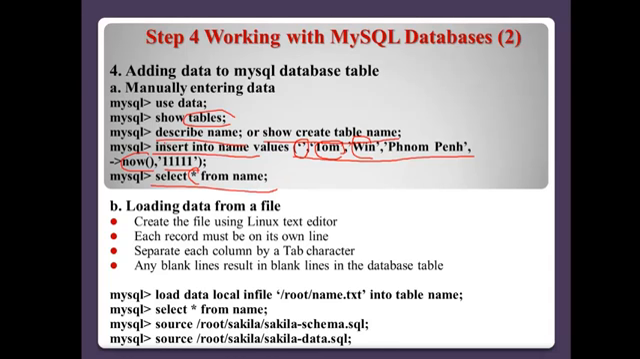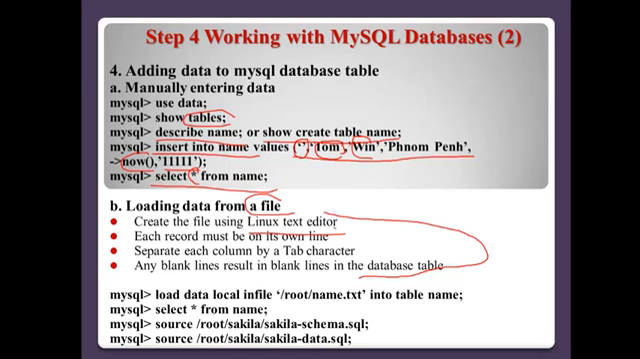So the first one is manual, entering data. Number B is loading data from a file. When we create this kind of file to insert data into a database, we have to remember this theory. First, create the file using a Linux text editor like gedit, Emacs or VI.